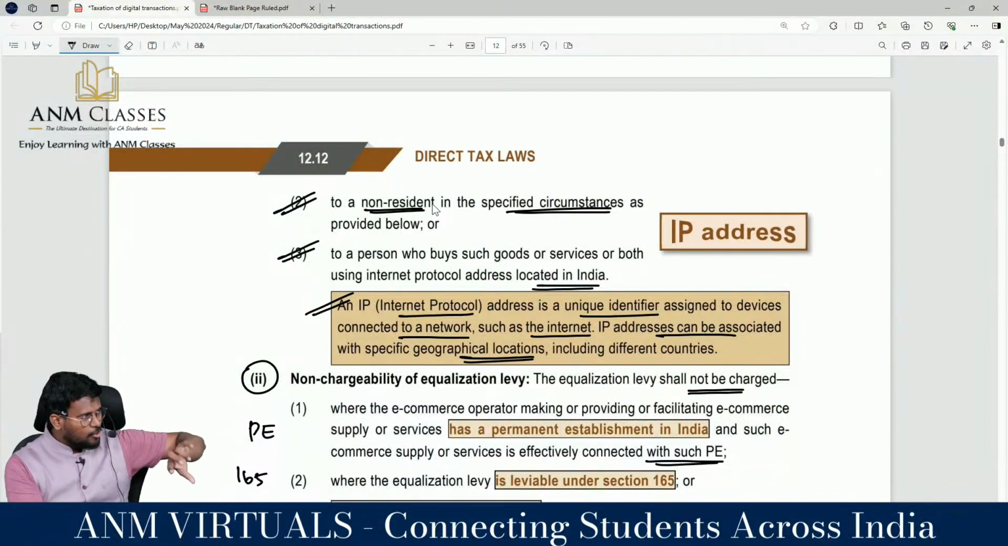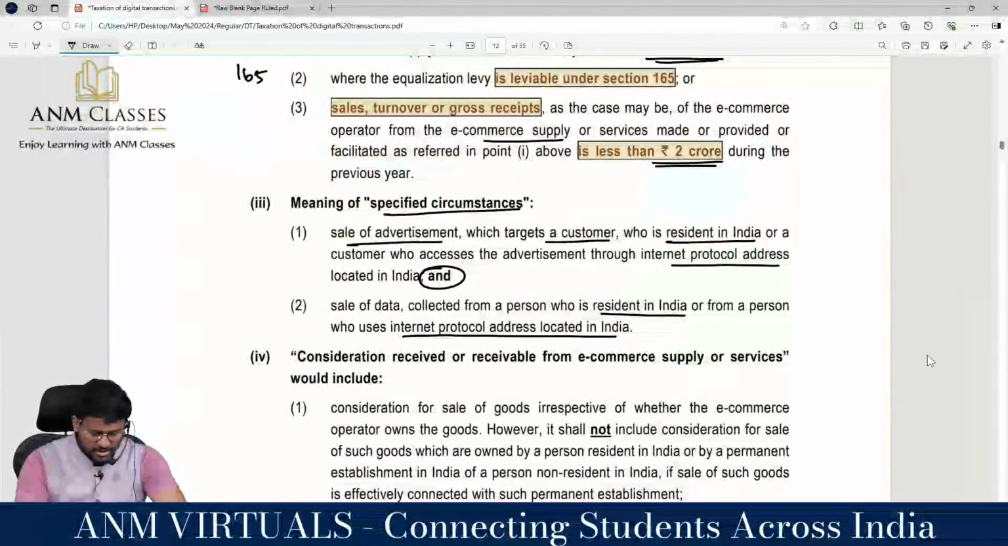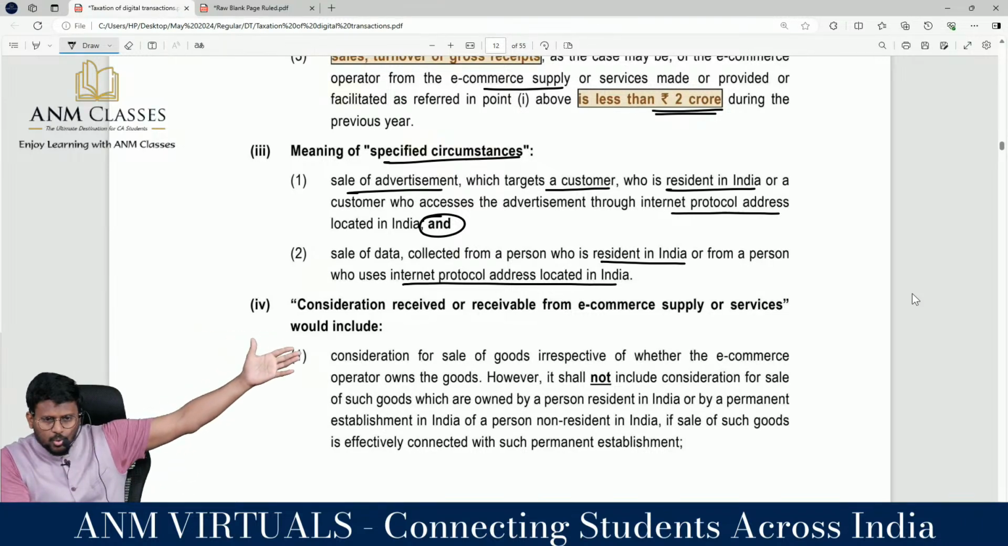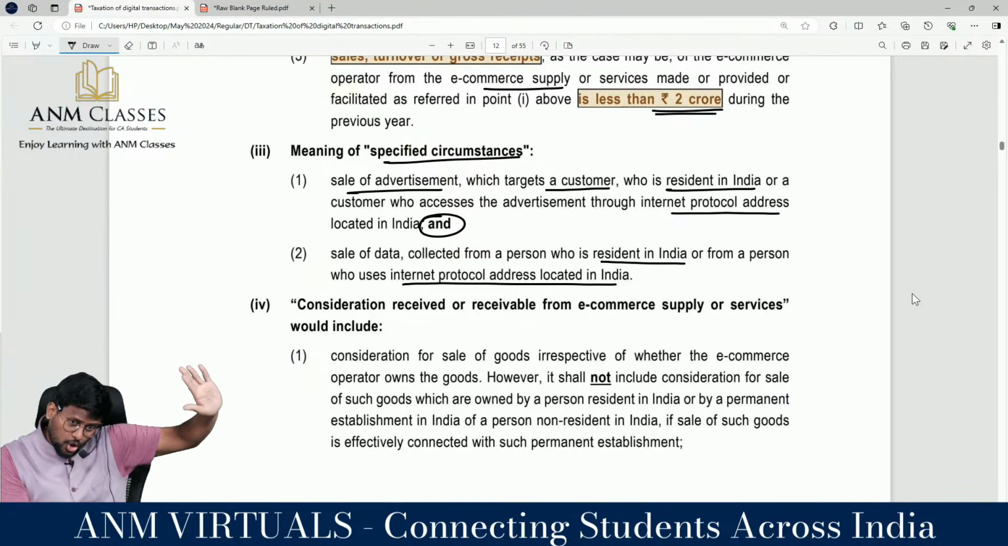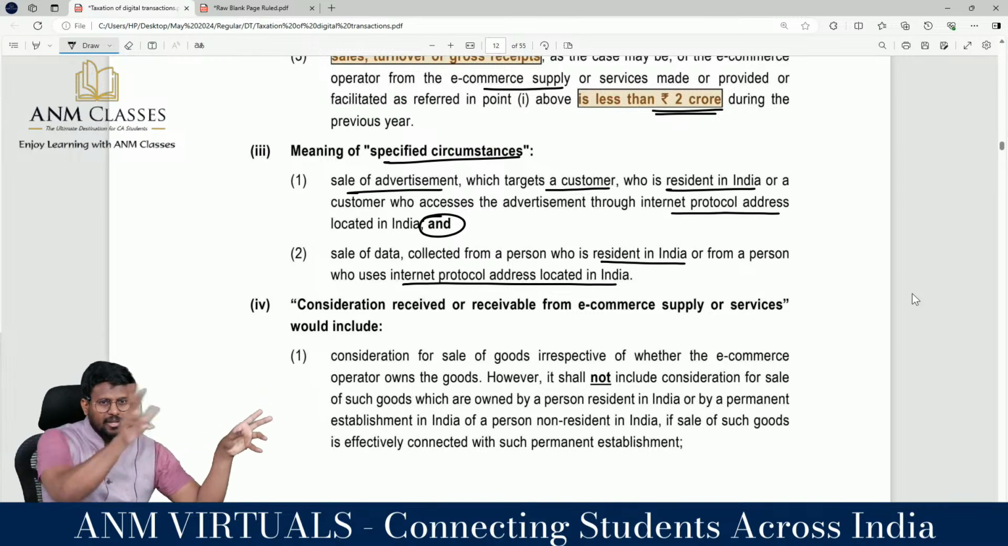So a non-resident is providing service to a non-resident in the specified circumstance. The specified circumstance is that they are selling advertisements. For example, I am situated outside India, and even the service recipient is also situated outside. That person is selling one product. He is marketing that product to the Indian customer.